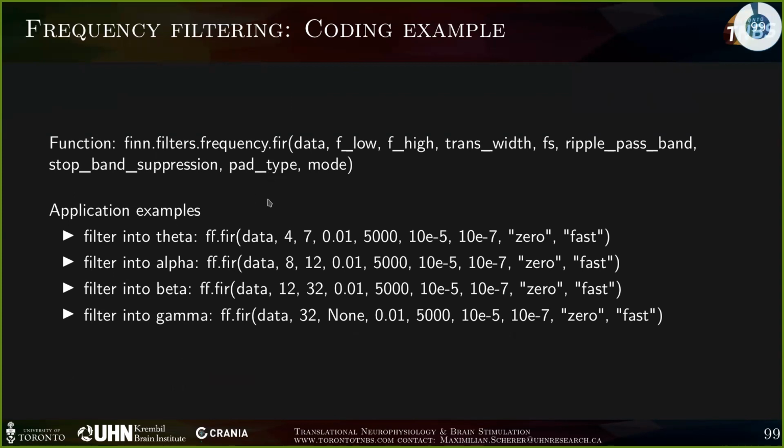Some application examples would again be, let's say you want to filter your signals into theta, alpha, beta, or gamma. You can filter them into brackets of 4 to 7, 8 to 12, 20 to 30, or 32 to, for example, none. I selected none here, and if I select none, it becomes a high pass filter, which means everything above 32 is going to stay valid. Everything below 32 is going to be notched out.